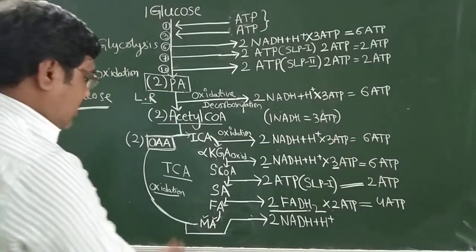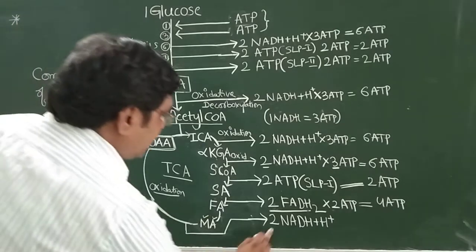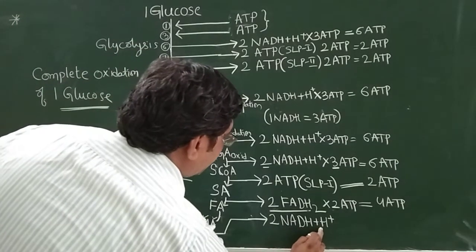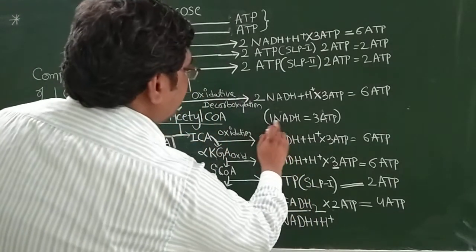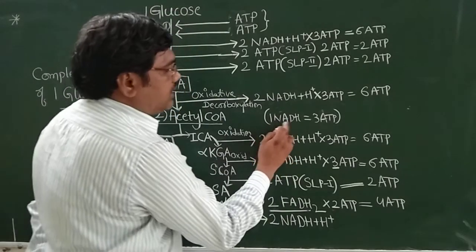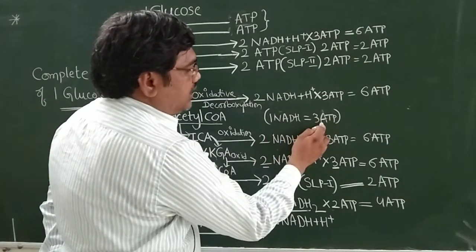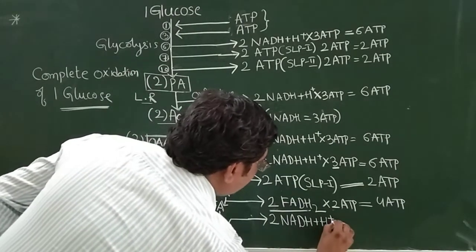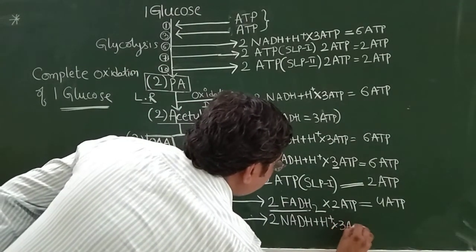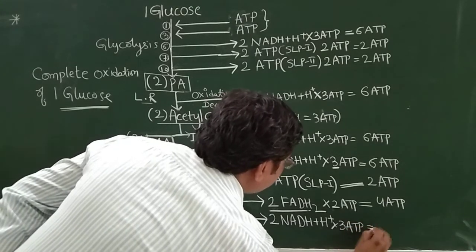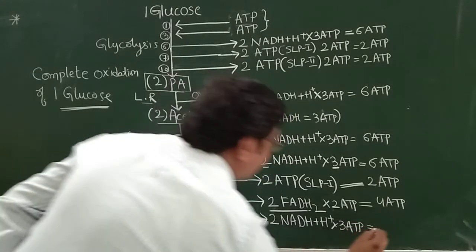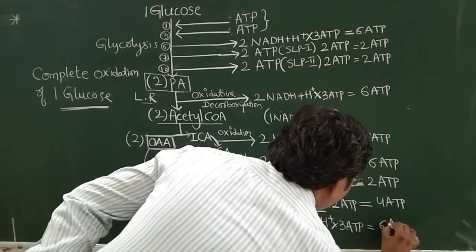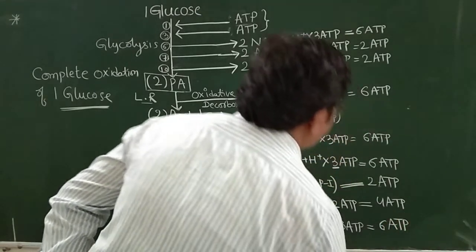So next, the last reaction in the Krebs cycle, here 2 NADH plus H plus are produced. So here 1 NADH is equal to 3 ATPs. Here 2 NADH plus H plus into 3 ATPs, 2 into 3, here 6 ATP molecules are produced.